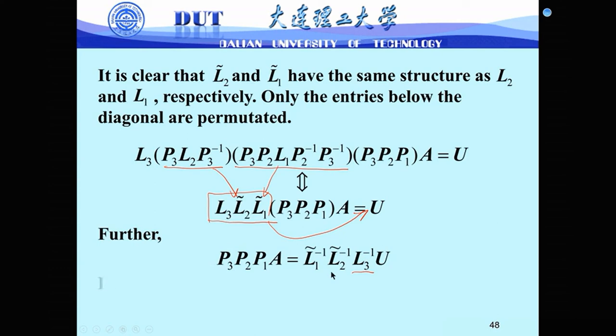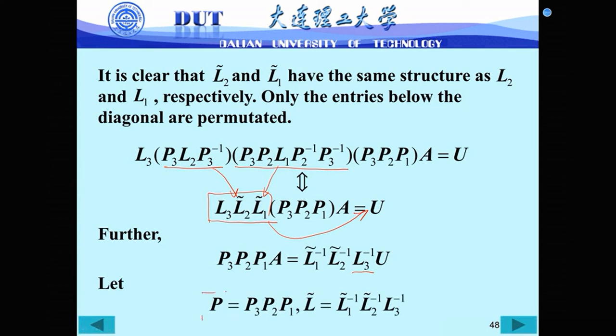Are you clear? Okay, so we denote P by the product P3 multiply P2 multiply P1, and L represents the product L1 theta inverse, L2 theta inverse, and L3 inverse, just this product. Then what happens? Now we will obtain P multiply A equal to L multiply U, right? You see? Again, LU factorization. Only here we use L theta, right? L theta is the product of the three lower triangular matrices, so it is also a lower triangular matrix with ones on the diagonal. And U is an upper triangular matrix, right? The only difference is here we have P.